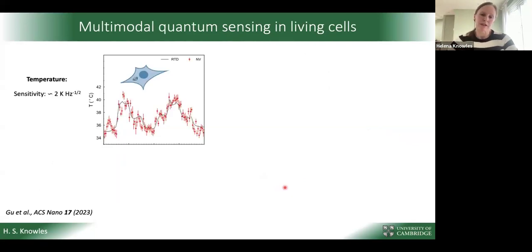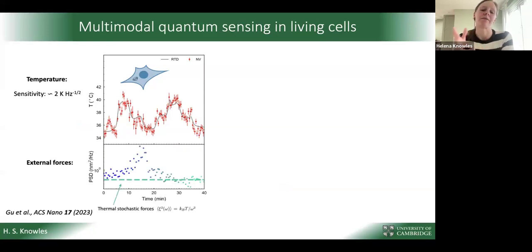Then when we move it to cells, this is again looking at HeLa cells. We can do the same kind of temperature stepping. So again, you see the gray line is our global sensor. The red dots are our local NV probe. We can step the temperature up and down, and then we can monitor the mean square displacement or the frequency inverse, the power spectral density, as a function of time.